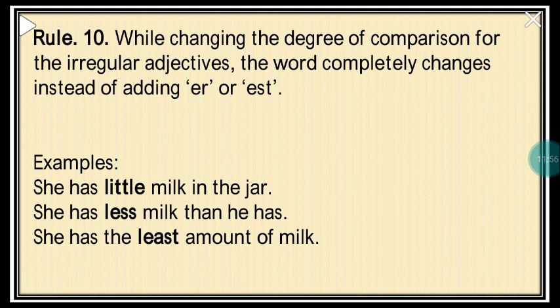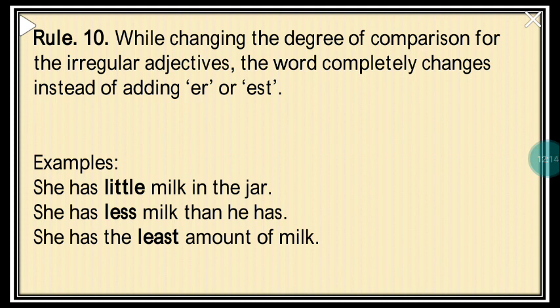So these are irregular adjectives. Now, how do you change them? Good, better, best; bad, worse, worst; little, less, least. In case there are irregular adjectives, the word undergoes a change instead of adding -er or -est.